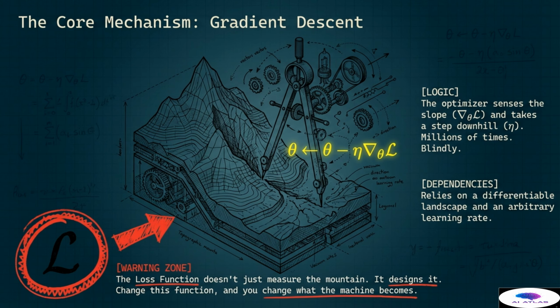However, there is a warning zone we must acknowledge. The loss function does not just measure the mountain, it actually designs the entire landscape. If you change this function, you fundamentally change what the machine becomes. The dependencies here are critical because the model relies on a differentiable landscape and an arbitrary learning rate to make progress. Without these, the entire architecture of learning collapses into chaos and the machine remains stagnant.